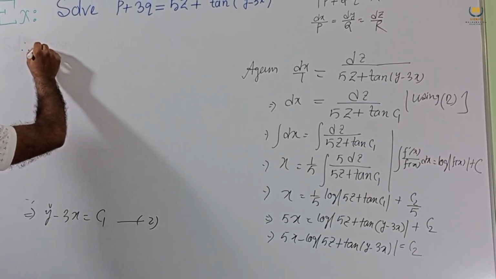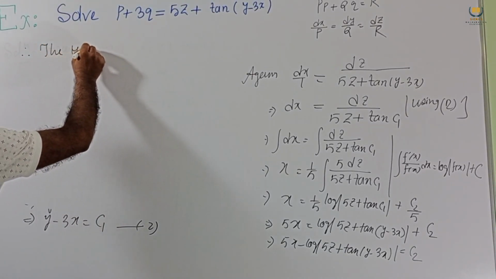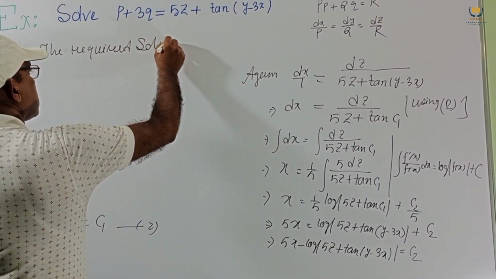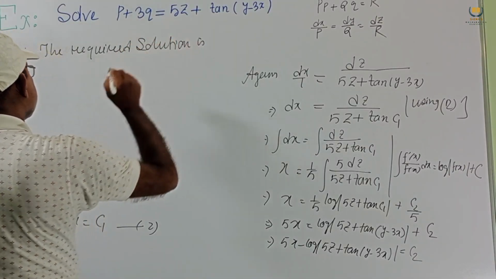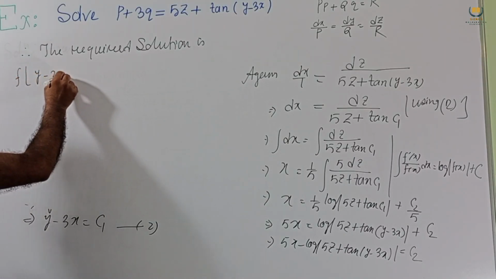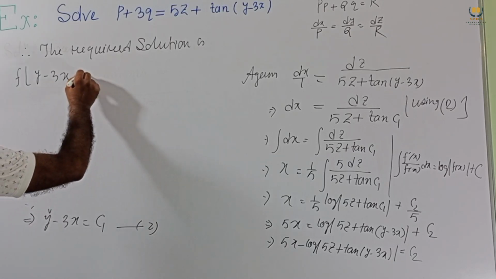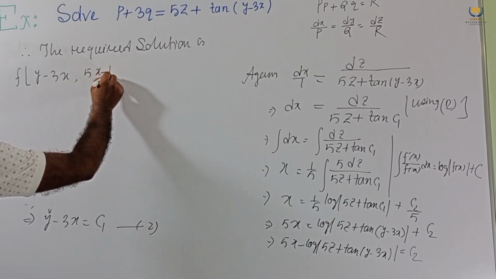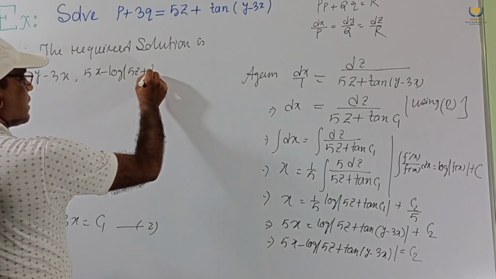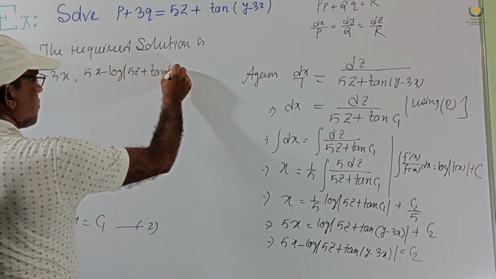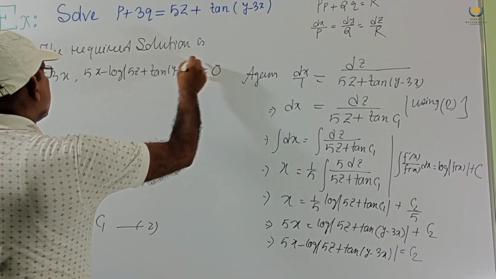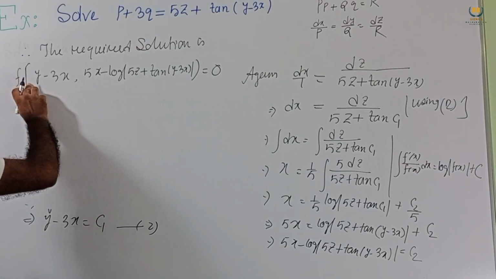Therefore, the required solution is f of y minus thrice x, comma 5x minus log modulus of 5z plus 10 times y minus thrice x, equals 0. This is our answer.